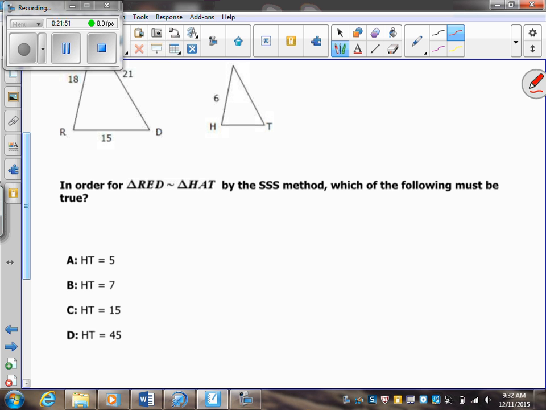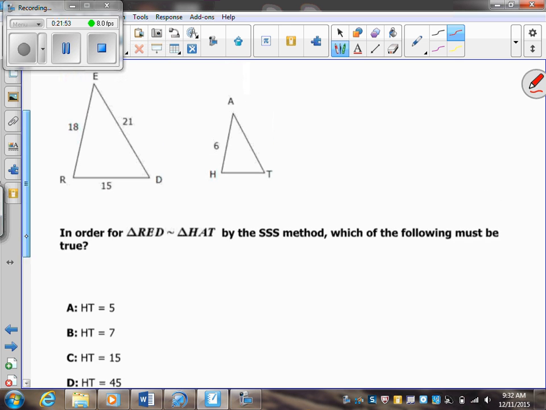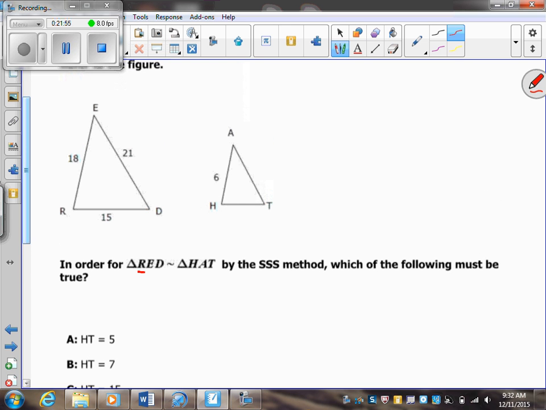So HT. So RE, red, red, HA. So I have to do 18 over 6, which can be simplified by dividing by 6: 18 by 6 is 3, 6 by 6 is 1, equals 15.